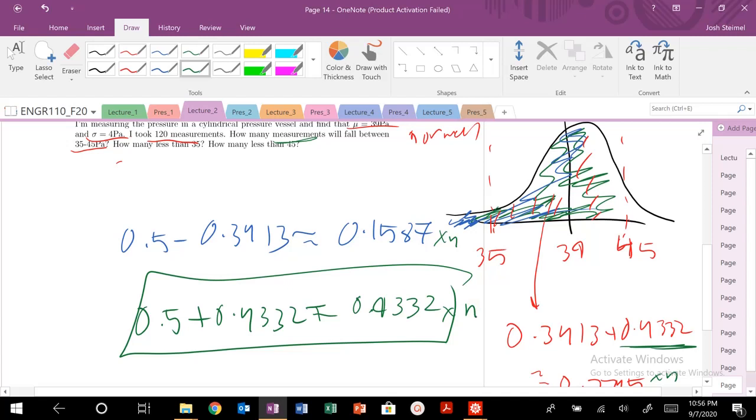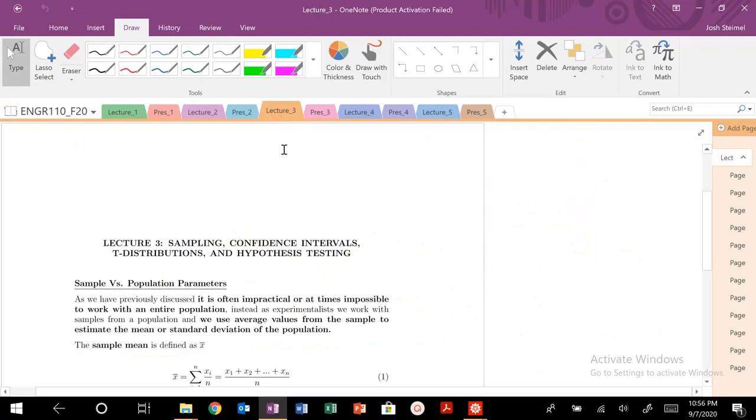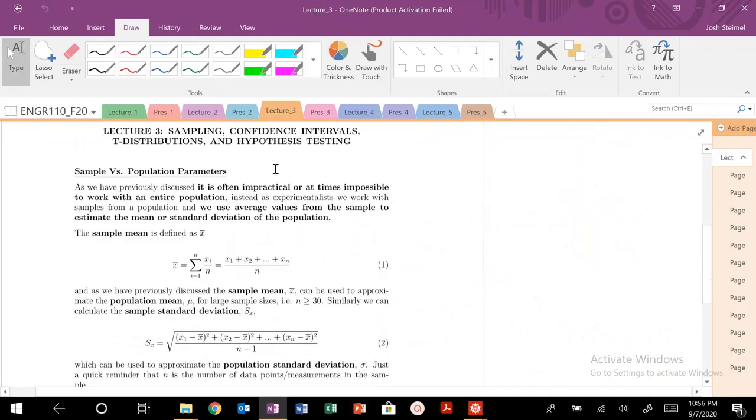That's all you have to deal with for this section of the course for lecture 2. Next time, in lecture 3, we're going to talk about the central limit theorem, t-samples, the t-comparison test, and a lot of other good things.